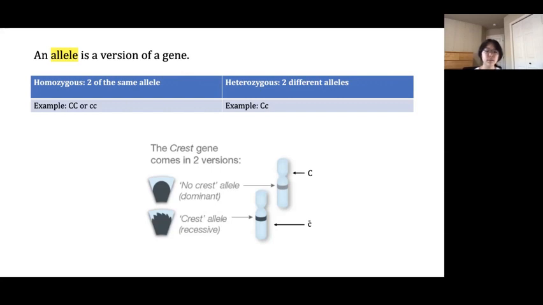This is starting to get a little more complicated. If you have a parent that has no crest and a parent that has a crest, what do you think is the probability, or what do you think the offspring will look like? Will it have a crest? Will it have no crest? What do you think is the outcome? Again, you can type this in the chat or just say it.